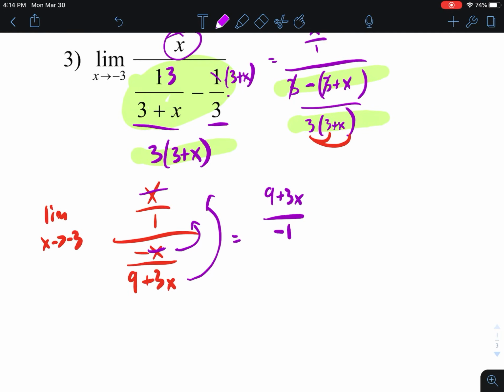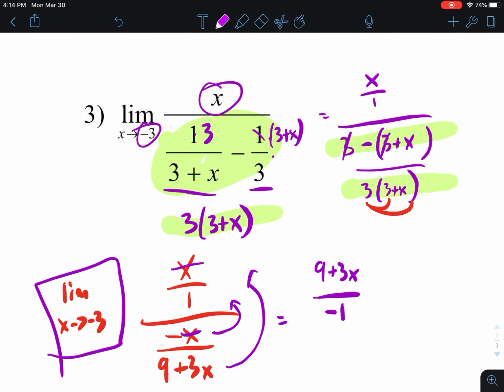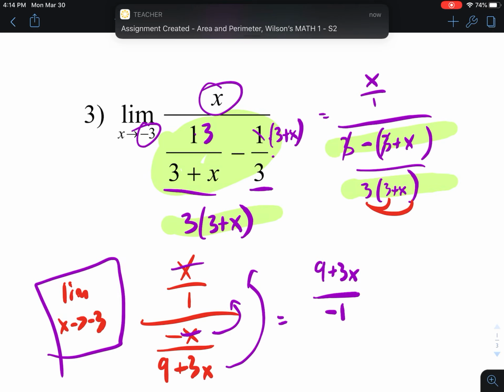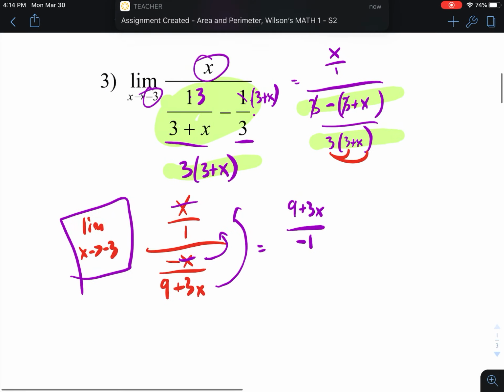Okay? And so now if I plug in the limit as x approaches negative 3, now it actually works. I don't get an indeterminate form. Up here, if I were to plug in the negative 3, I get something divided by 0. That's an indeterminate form, so we can't do that.